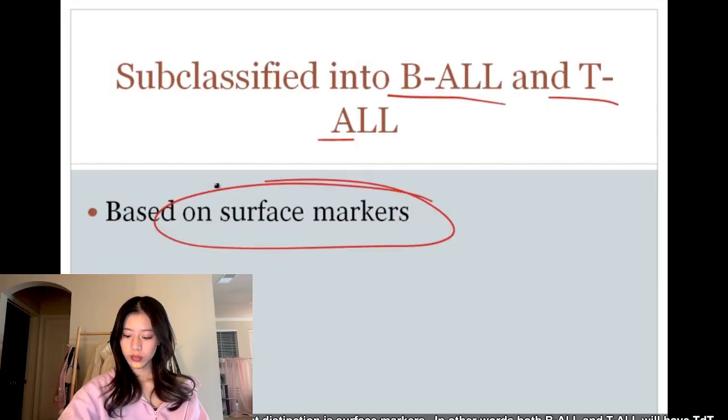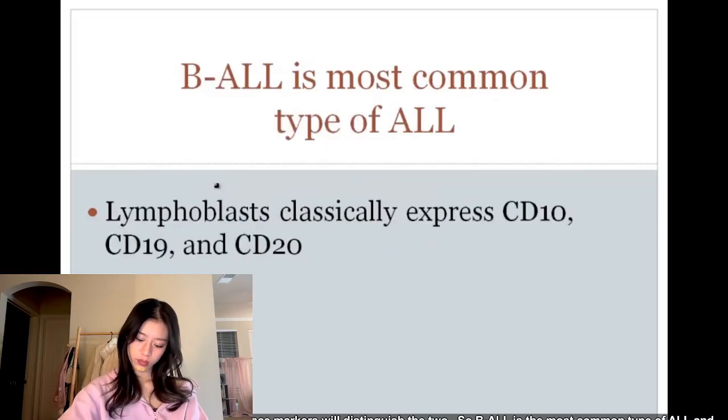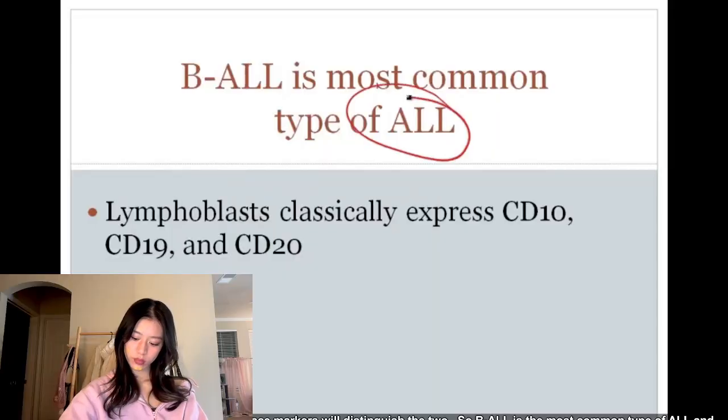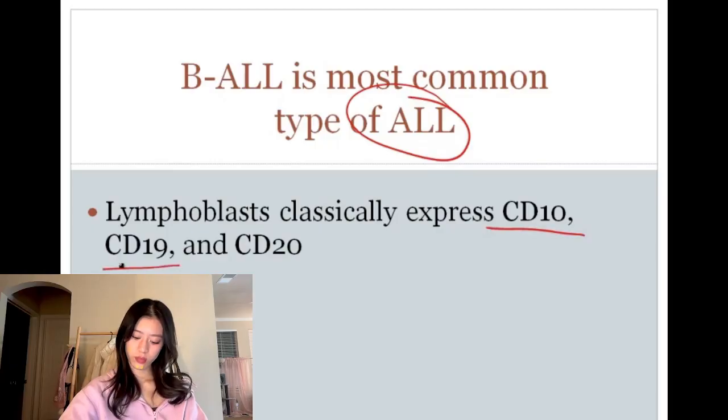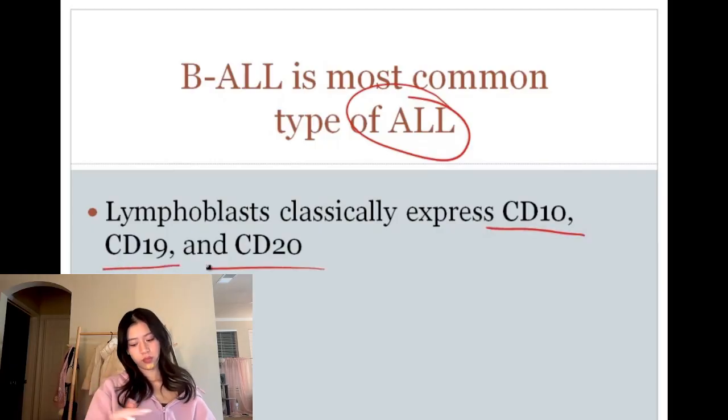In other words, both B-ALL and T-ALL will have TdT positivity. That allows it to be called an ALL, but the surface markers will distinguish the two. So B-ALL is the most common type of ALL, and the classical surface markers are CD10, CD19, and CD20. These are the classic markers seen in a B-ALL.